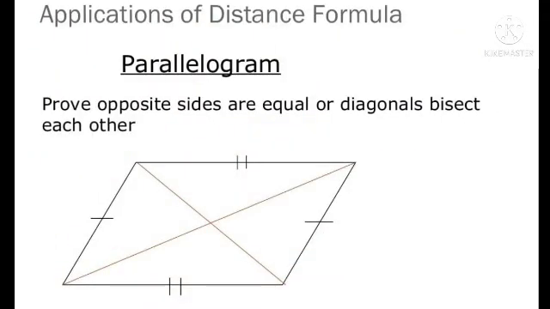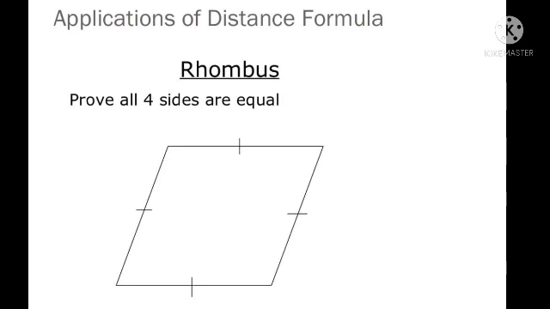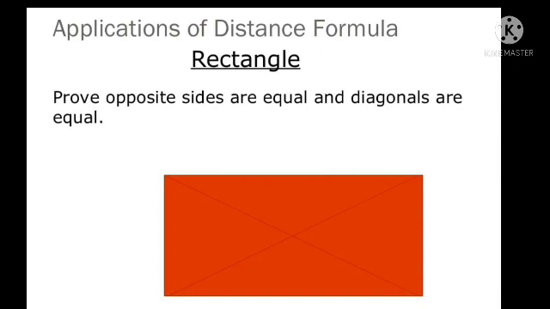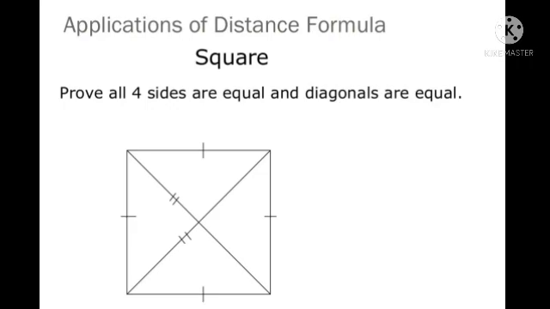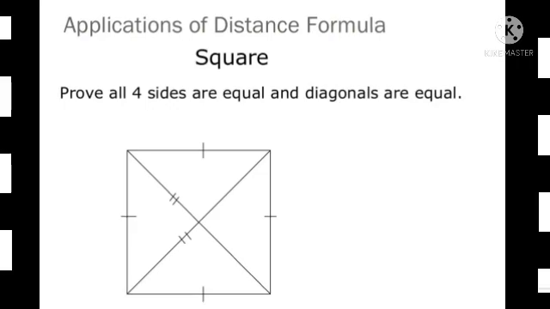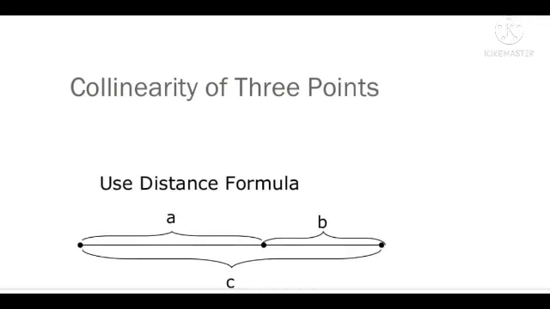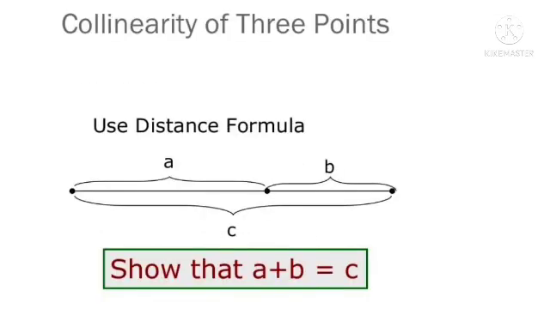Parallelogram. Prove opposite sides are equal or diagonals bisect each other. Rhombus. Prove all 4 sides are equal. Rectangle. Prove opposite sides are equal and diagonals are equal. Square. Prove all 4 sides are equal and diagonals are equal. Collinearity of 3 points. Use distance formula. Using the distance formula, show that AB plus BC is equal to AC.